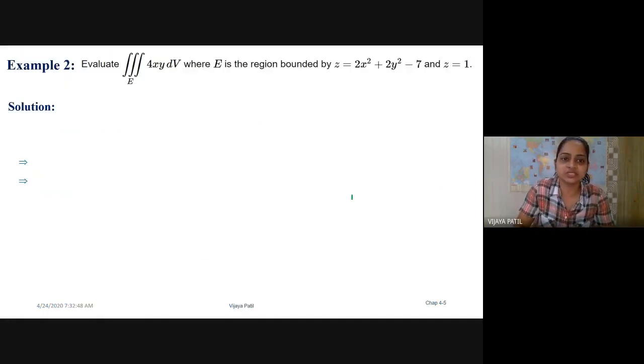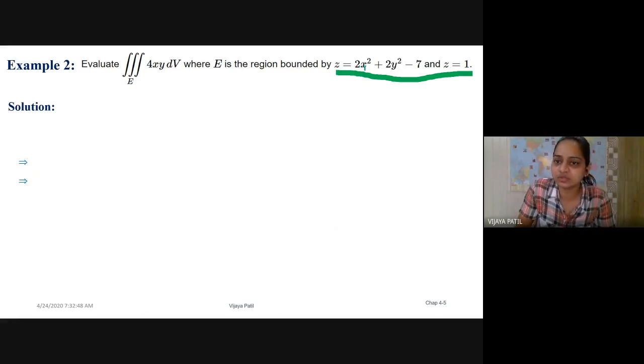Okay, the next question is: evaluate the triple integral of 4xy dv, where E is the region bounded by these two curves. Now, if we observe this z and this z, can you understand the limit of z here without knowing the curve? It's not required to have a curve in the first go, because whenever we are given limits like this, we don't need the curve in hand. But yes, it's always good to have a curve with us.